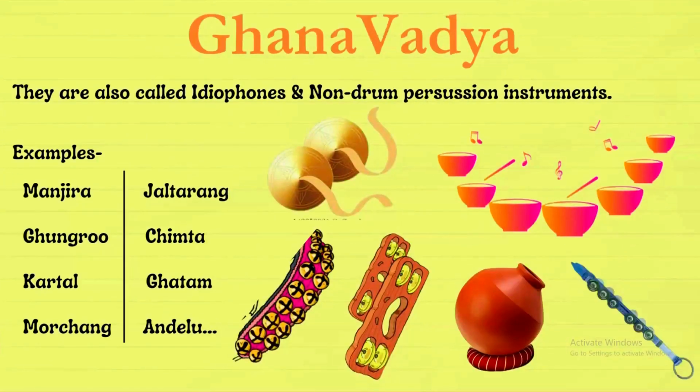Next is the Ghana Vadya. They are also called the idiophones and non-drum percussion instruments. Here are the manjira, ghumru, kartal, morchan, jaltarang, chimta, ghatam, and dilu. These are the instruments which fall into the category of the Ghana Vadya. So let's move.